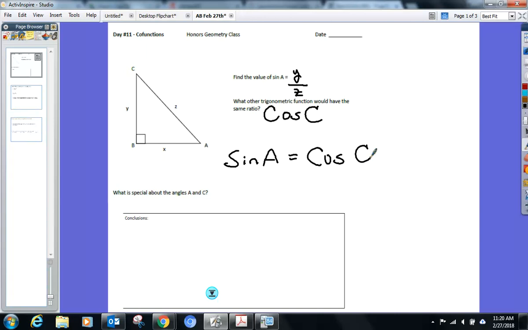Complementary. Complementary? Meaning what? They add to 90. Everyone agree? They add to 90? Okay, so what's so special? They add to 90. They're complementary.